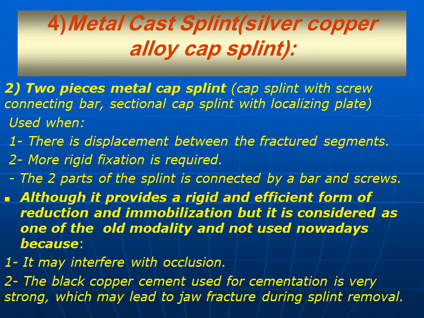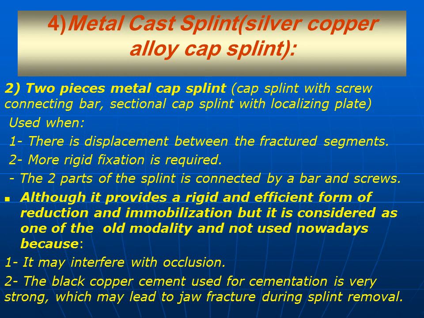Although it provides rigid and efficient form of reduction and immobilization, it is considered one of the old modalities and is not used nowadays because first it may interfere with occlusion. However, I can overcome this by constructing a metal cast splint without covering the occlusal surface. Second, the black copper cement used for cementation of this stent is very strong, which may lead to jaw fracture during splint removal. It's very strong after cementation and its removal is very difficult.